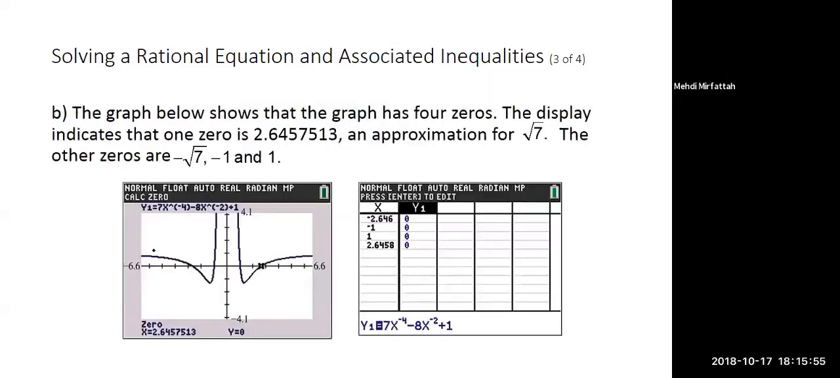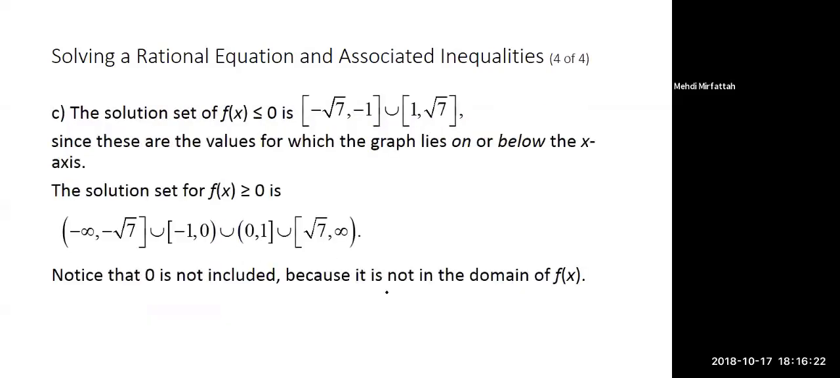Now if you look at your graph, you can see the graph below shows that the graph has 4 zeros, as we calculated. One is at 2.645, which is approximately radical 7, as we calculated. And the other one would be minus radical 7, and the other ones are plus and minus 1. Now, the solution of this, when the function is less than 0, can be calculated by looking at the graph.